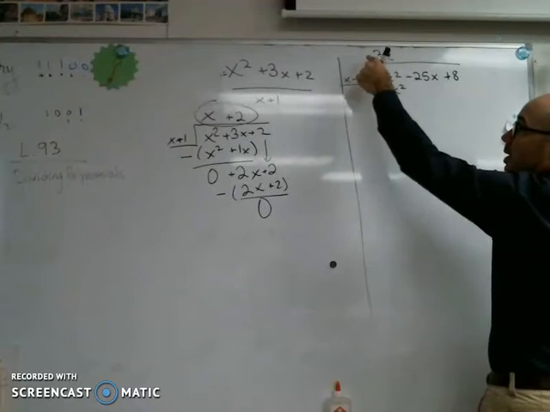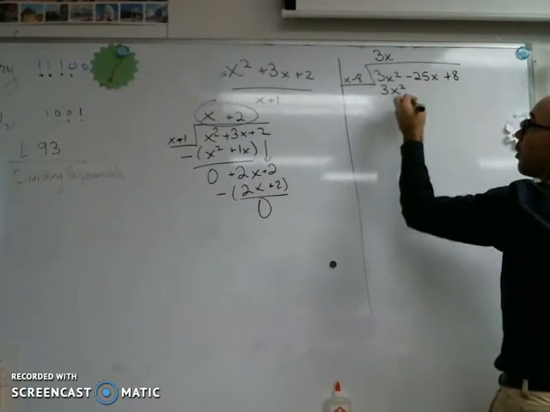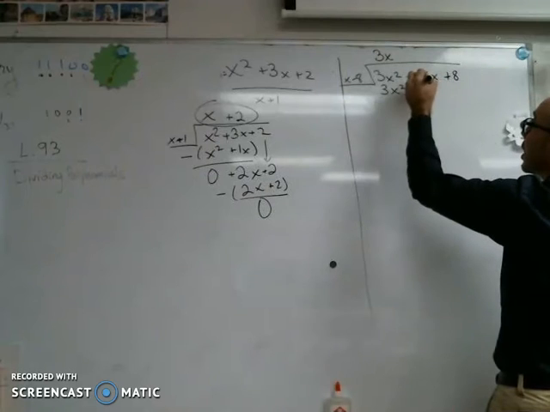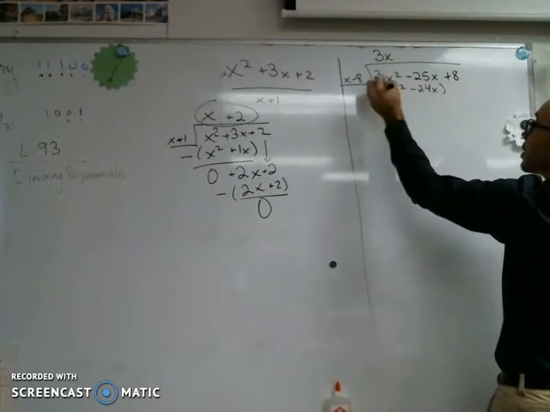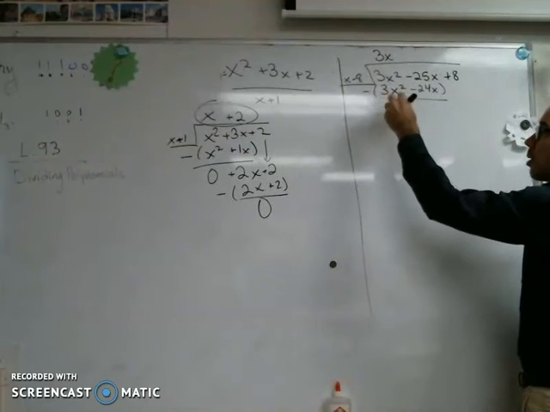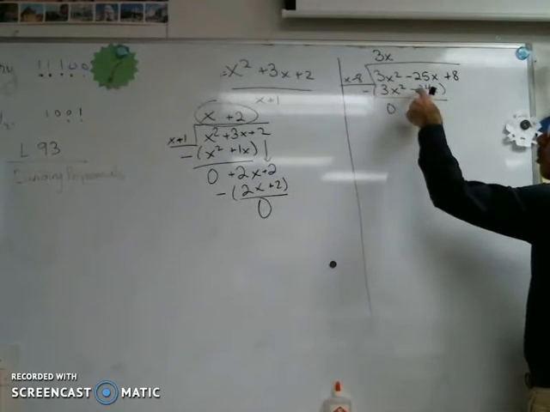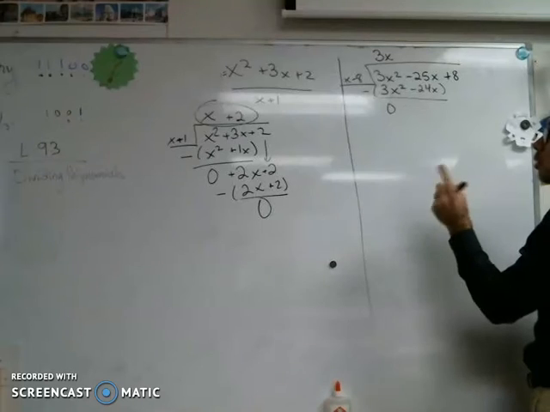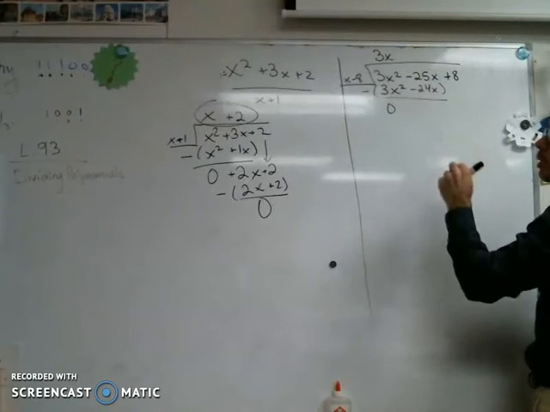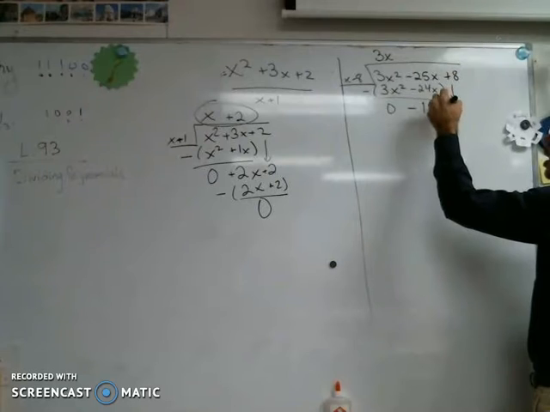But there's also this minus 8 part, so I have to go 3x times that negative 8, and that will go right here, and that is a negative 24x. I've got to take the first thing minus the second thing. 3x squared minus 3x squared, 0, but negative 25x minus a negative 24x, or plus 24, sorry, is minus 1x. Carry down the 8.